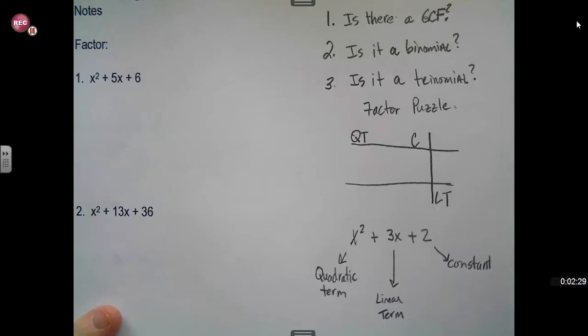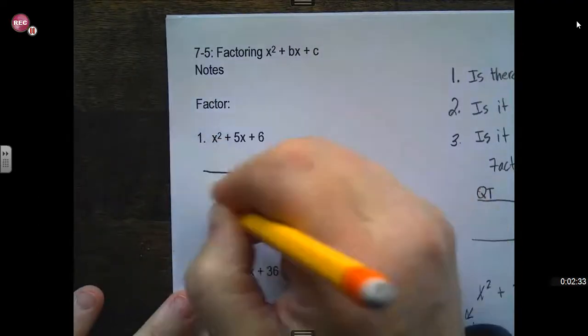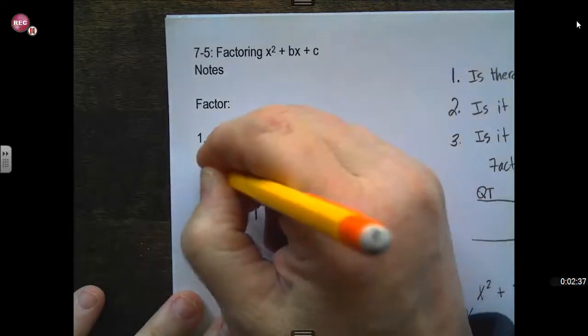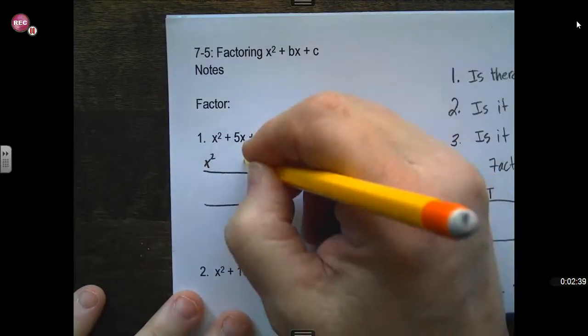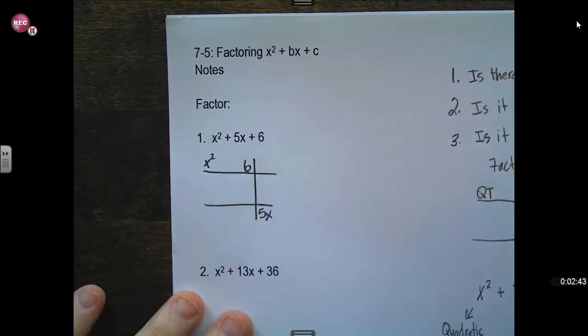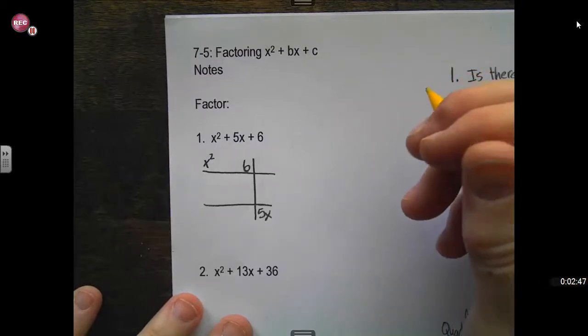The quadratic term always goes here, the constant goes here, your linear term goes here. And this is how it works. So, draw my 3 lines. Quadratic term goes here, the constant goes here, the linear term goes here. And when we factor these things, we want to make sure they're in standard form first.